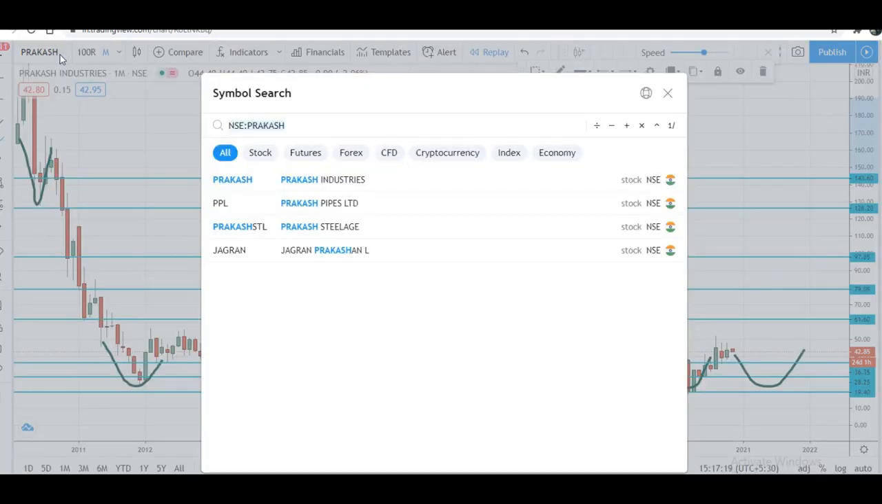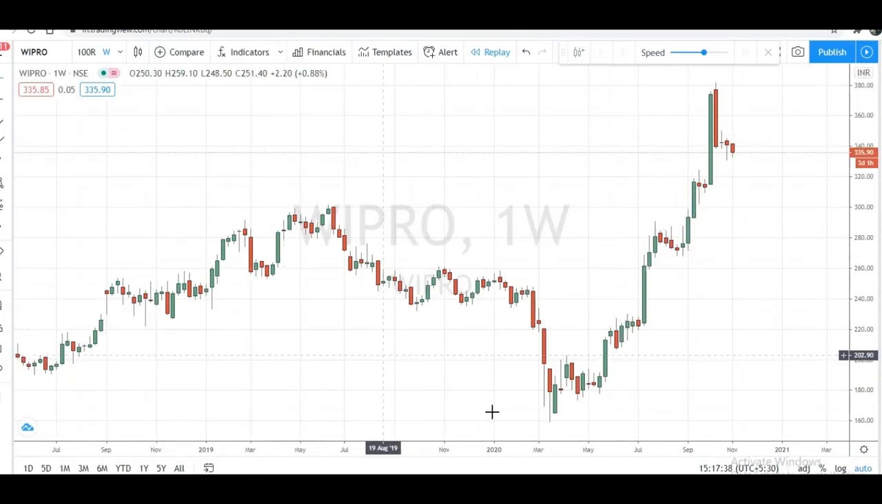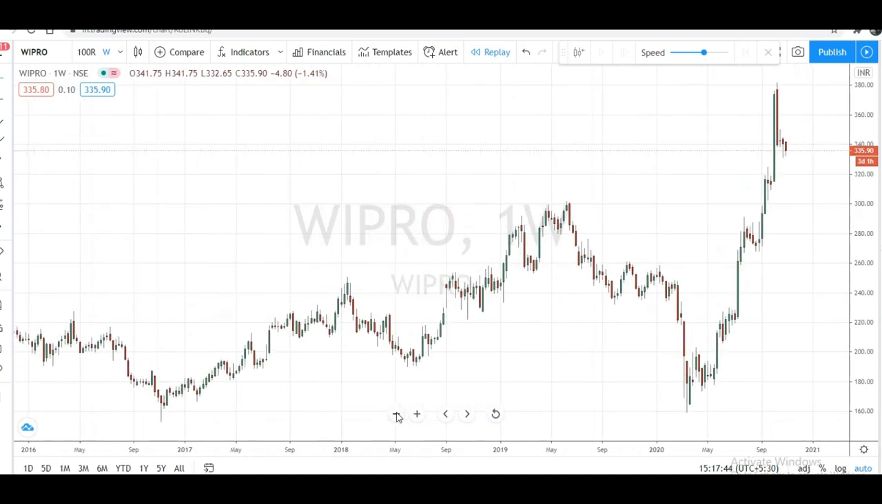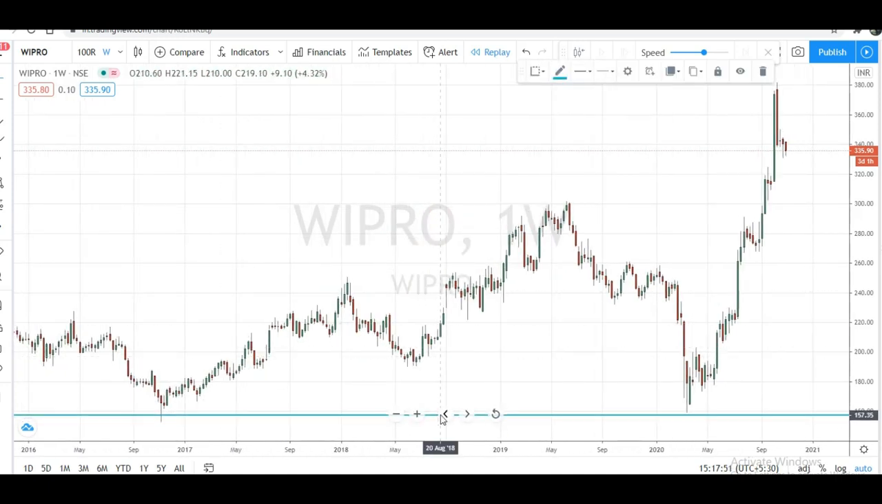Let me go to Wipro. This is Wipro's weekly chart. I'll just zoom out and see how the price has reacted. I'll draw a support here, somewhere here. Now if you see here, this was a point from where the price had reacted. Again, this is a point it touched. It has bounced back again.